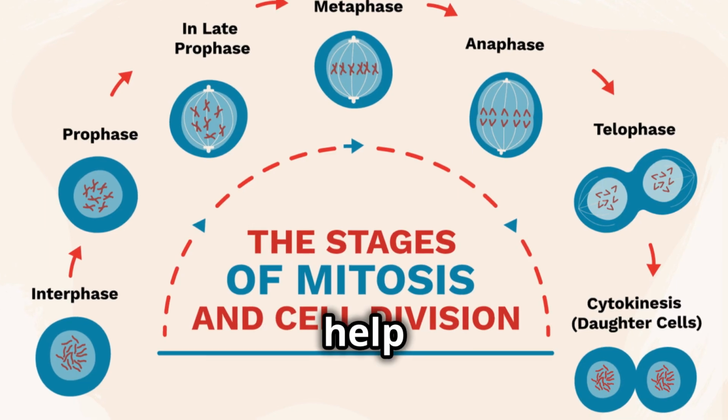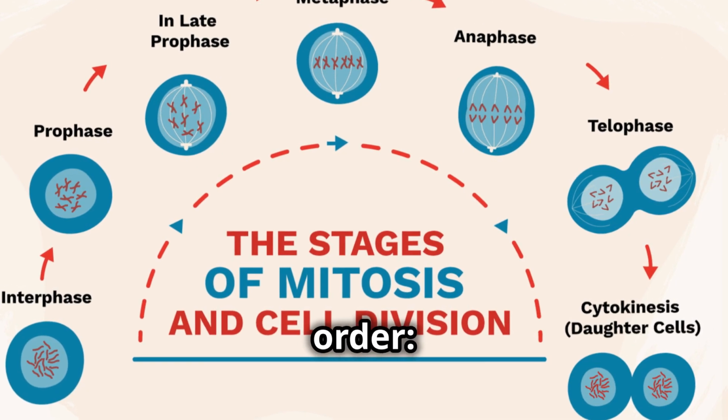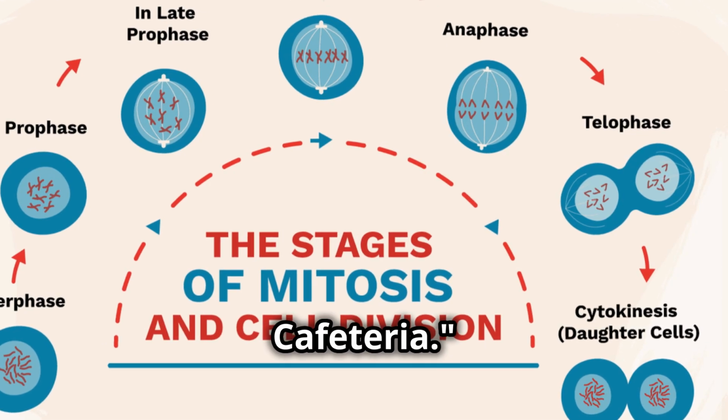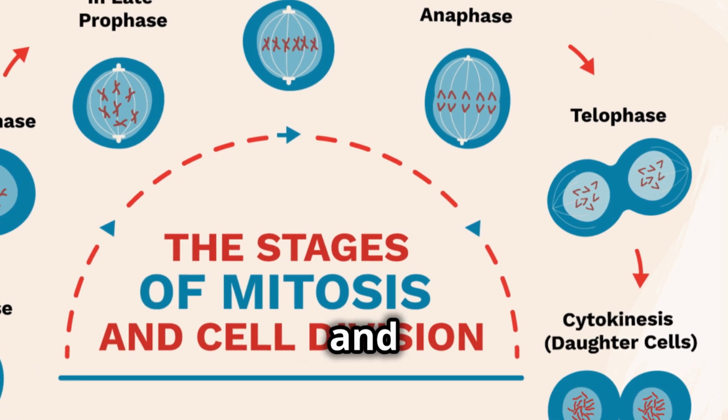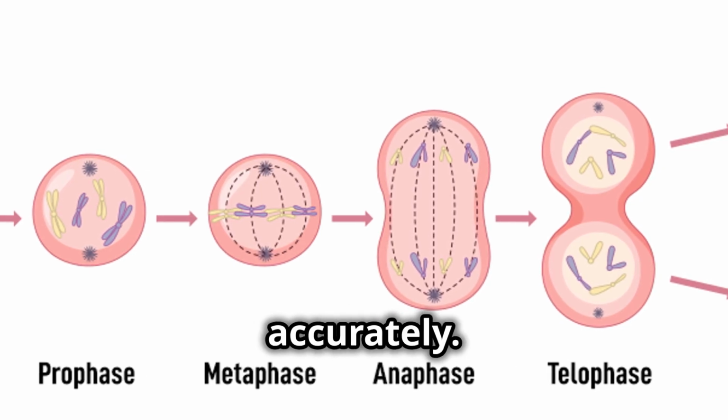Here's a quick mnemonic to help you remember the stages of mitosis in order. I prefer meatloaf at the cafeteria. This mnemonic breaks down each stage of mitosis and helps you recall the sequence quickly and accurately.